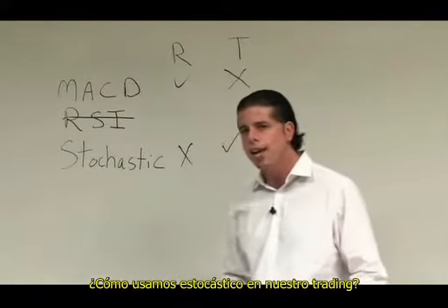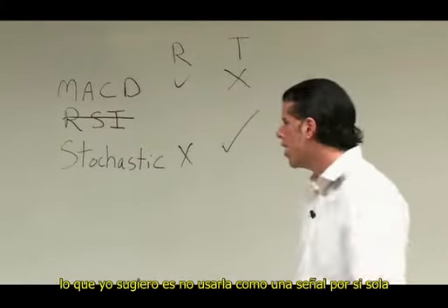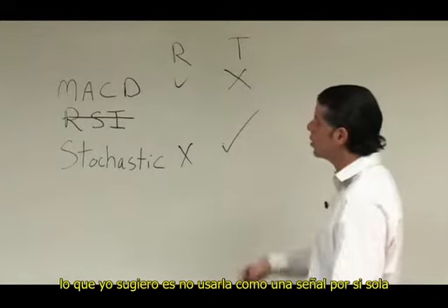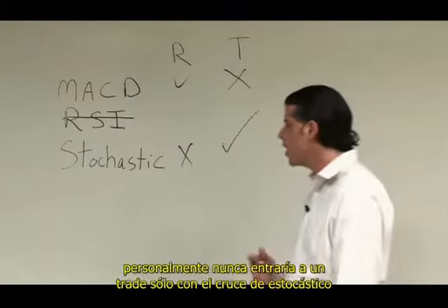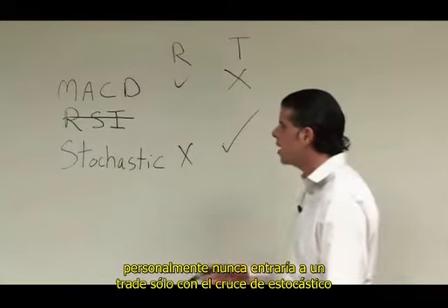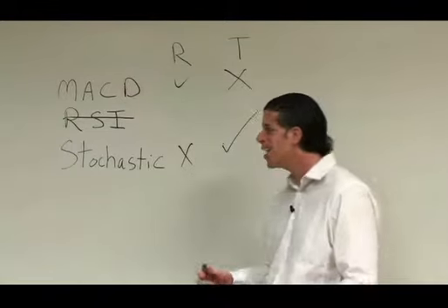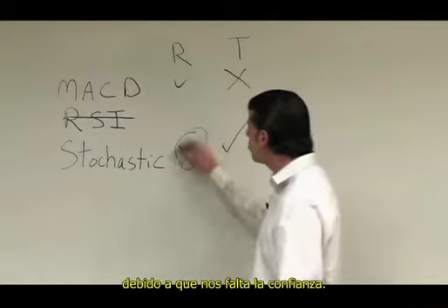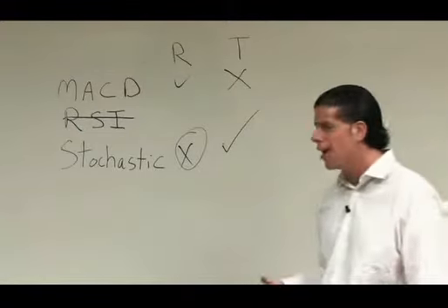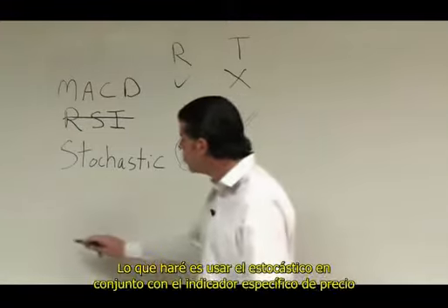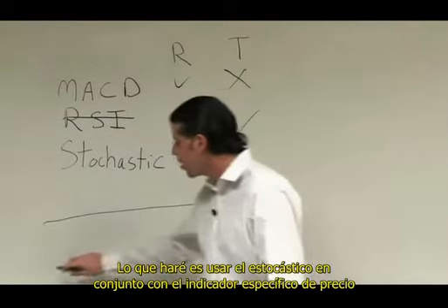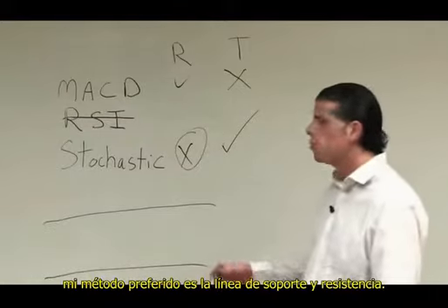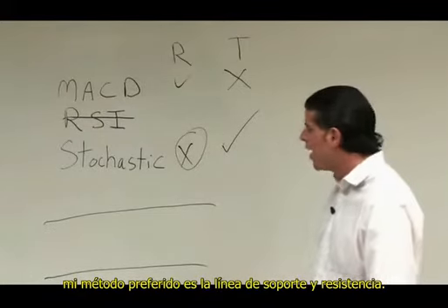So using stochastic in your own trading, how are you going to do that? What I would suggest, if you're going to use stochastic, is that you should not use it as a standalone signal. Personally, I'm never going to enter a trade just because I have a stochastic crossover, again because we're speaking about reliability. It's not going to be as reliable. So what am I going to do? I'm going to use stochastic in combination, ideally with a price-specific indicator. My preferred method of entry is going to be a simple support and resistance line.